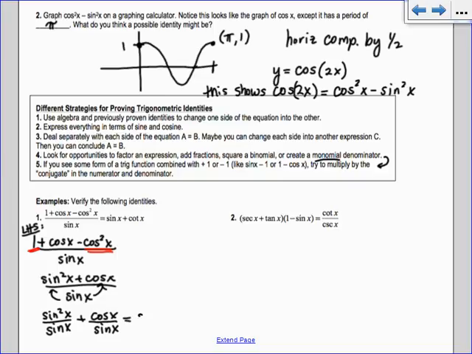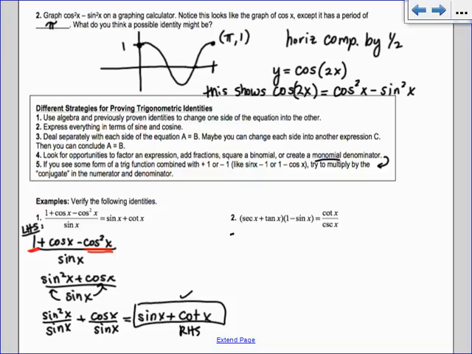So we're doing the opposite of getting common denominators, and we're breaking it apart into separate denominators. When you do that, we get sine of x plus cosine over sine, which is cotangent of x. And ding, ding, ding, that's the right-hand side. So we're done. If you want, you could write right-hand side, or you could just box it in and put a check or something, and I'll know that you're done.